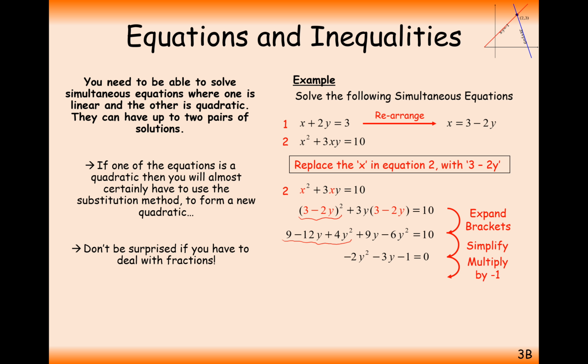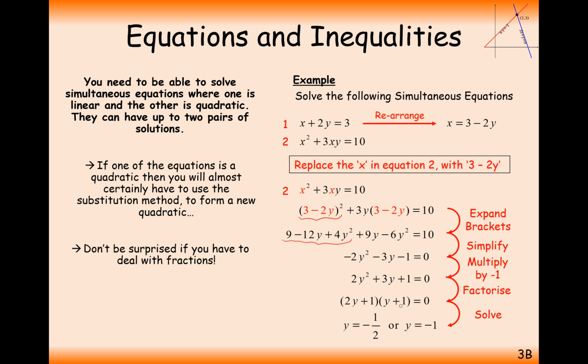Probably best here, they're all negative, that's a bit rubbish, so we'll times through by minus 1 to make them all positive. And then we need to solve this quadratic equation. We have done a video previously on solving quadratic equations, so go back and look at that if you need to. Here we're going to use the method of splitting them off into two brackets. So we get y is equal to negative a half, or y equals negative 1.